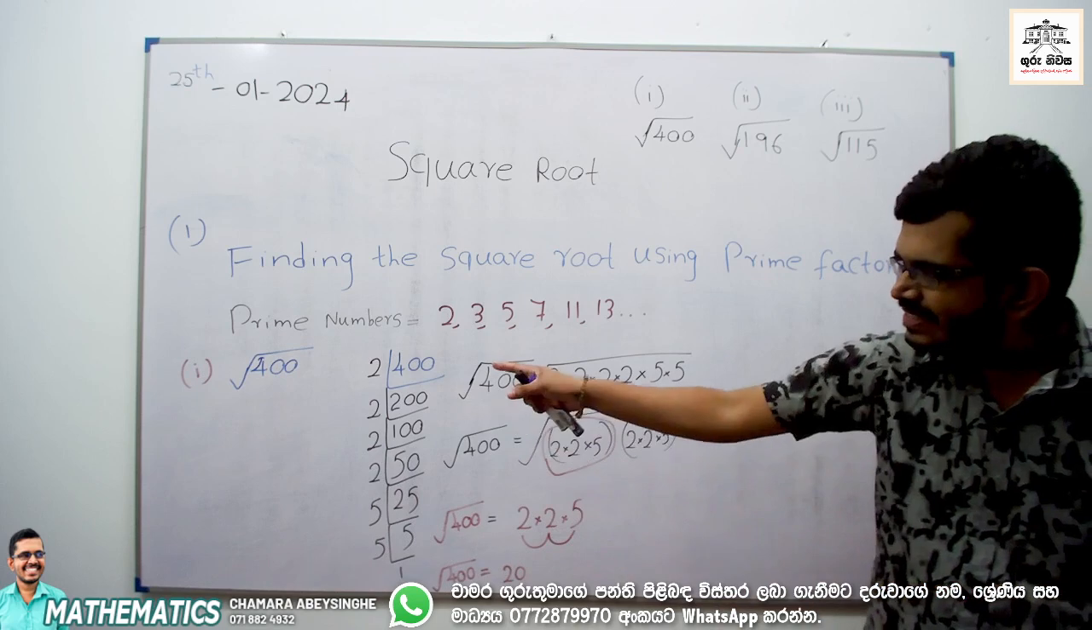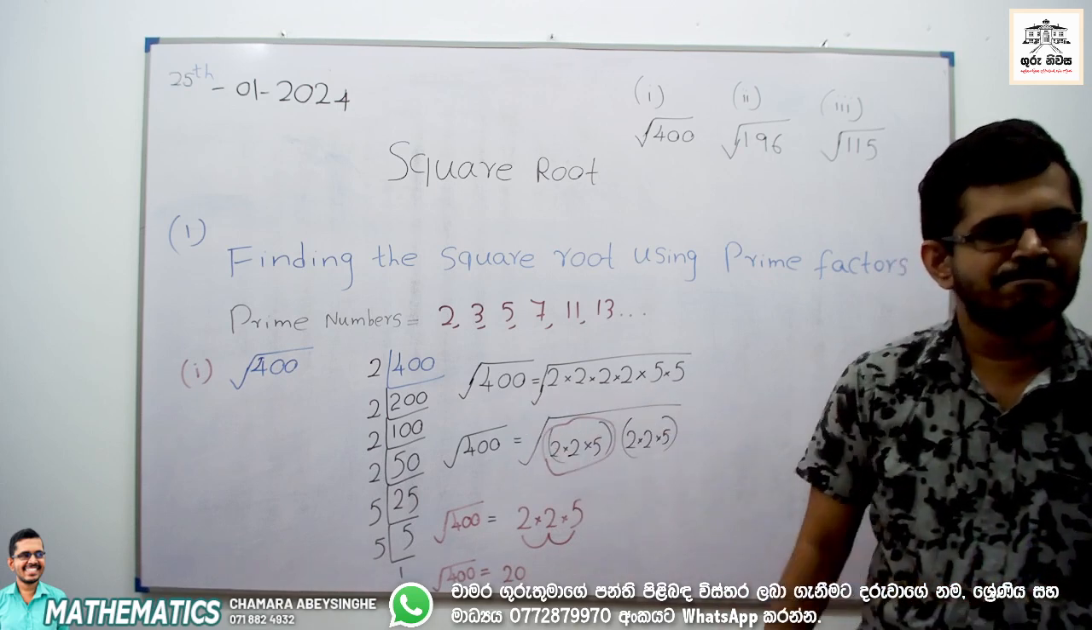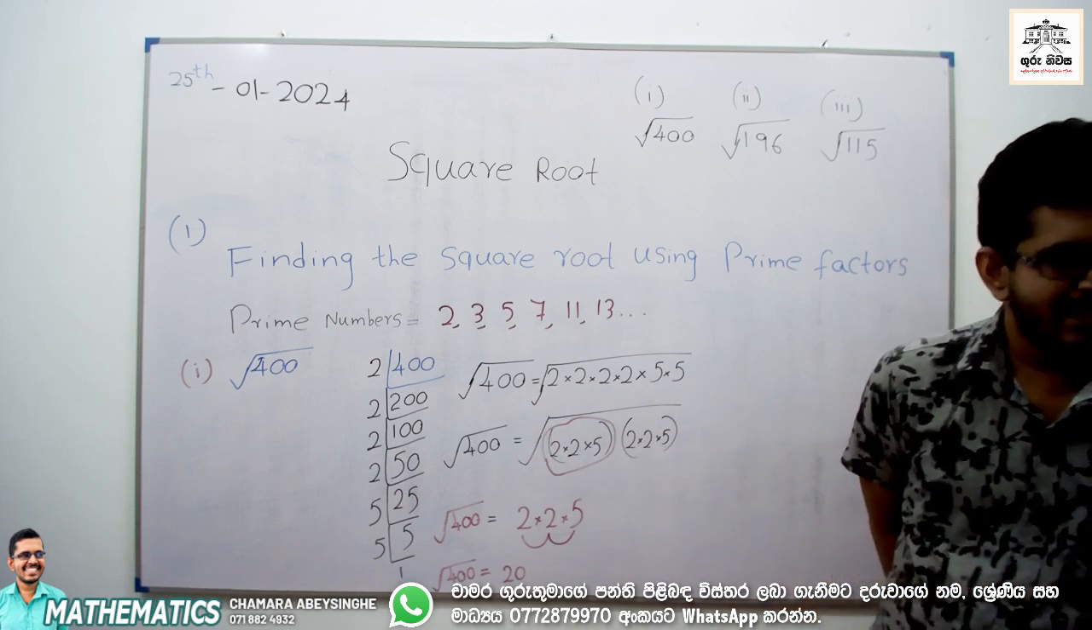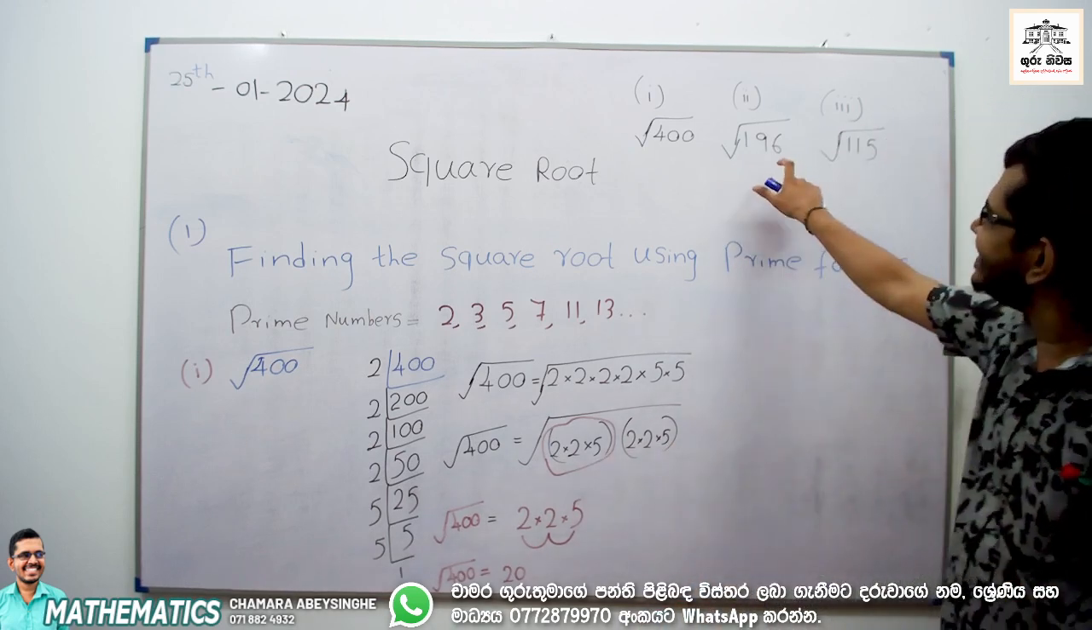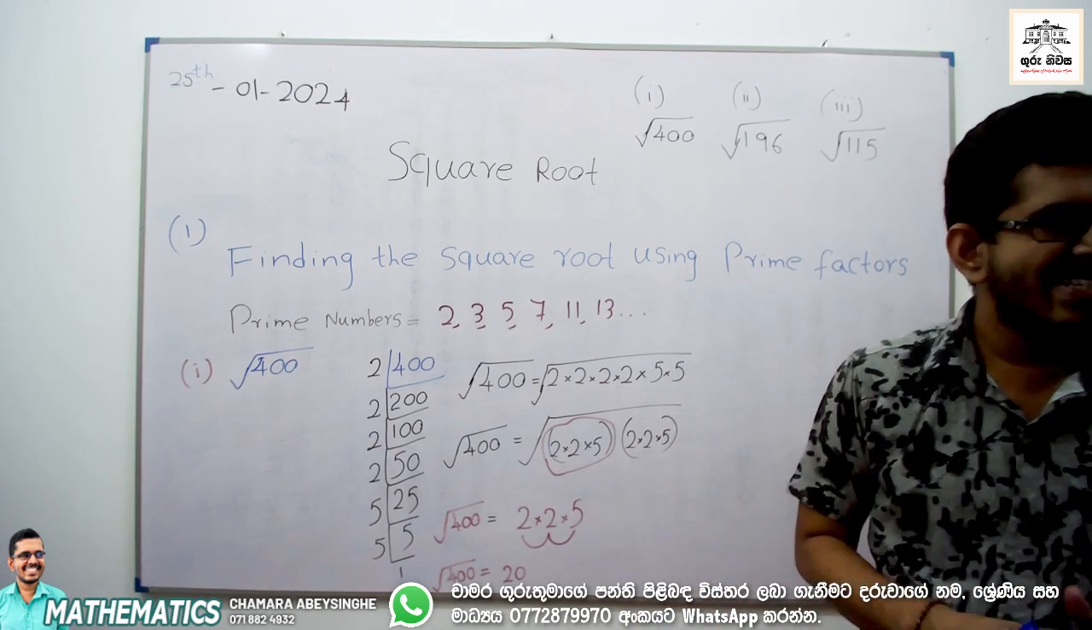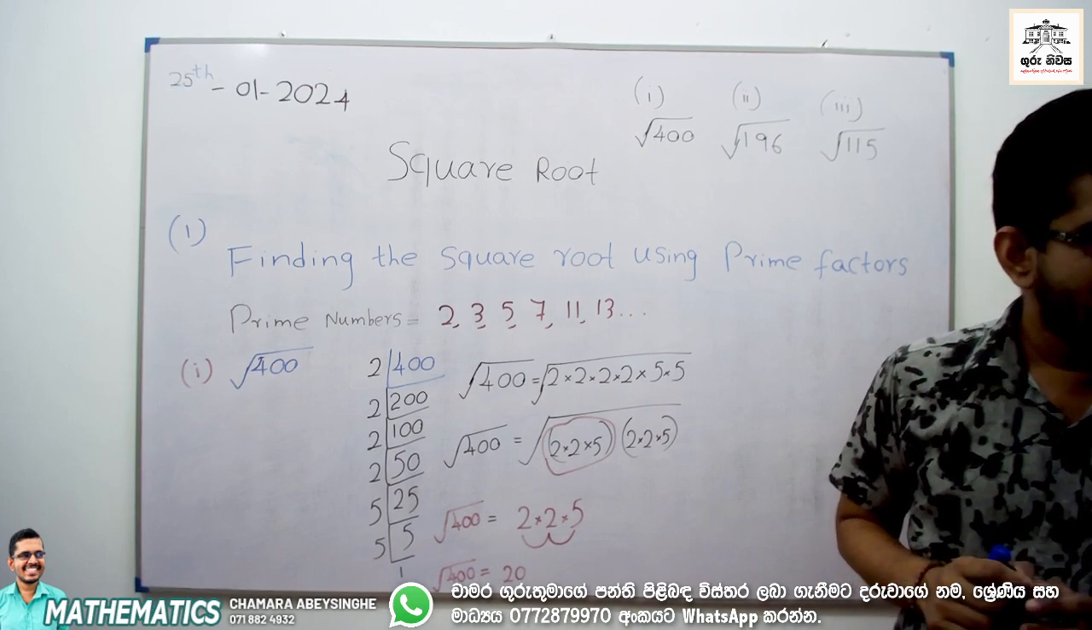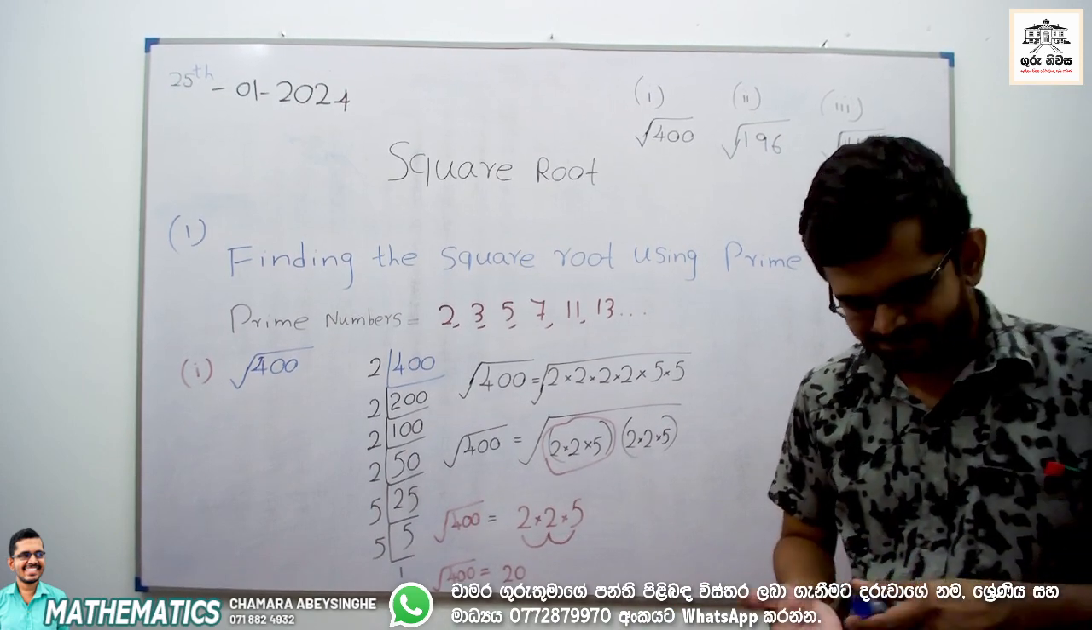Other students, did you get 20 as the answer? Yes, sir. Okay, Roman number 2, what is the answer, student? Square root 196. 14. Okay.